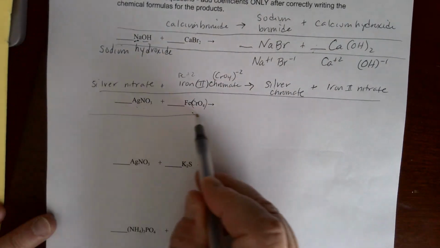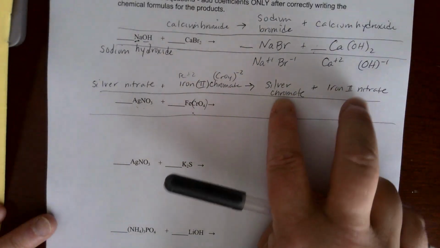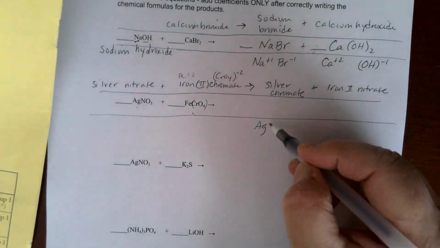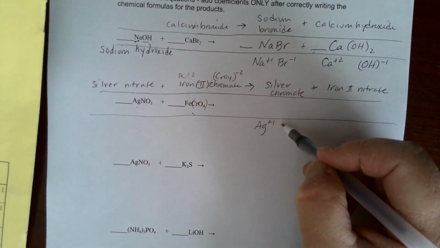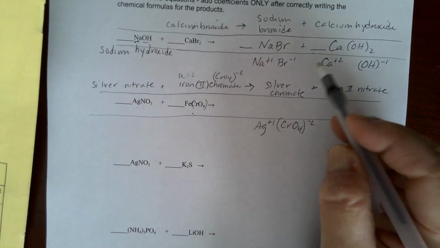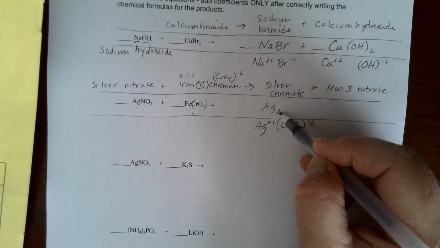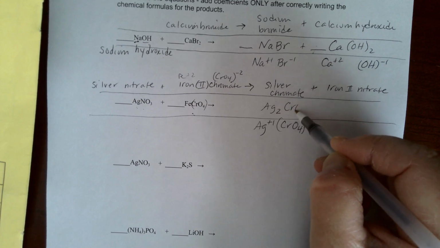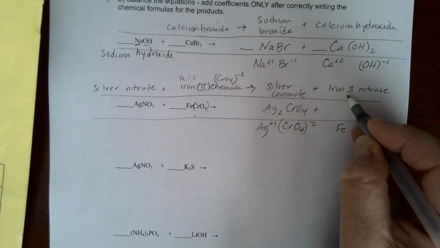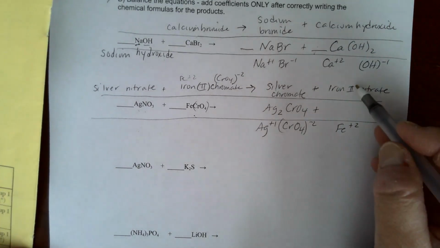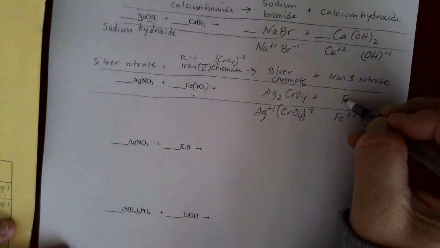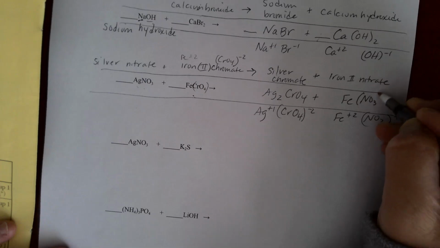So now that we have the names, I'm going to do some scratch work down here to figure out what the formulas are, right? Silver, when we look it up on the periodic table, is a +1. Chromate, we already looked it up before, it's a CrO4 -2. So this formula becomes Ag2CrO4. I'm going to bring down that plus sign. Iron 2 is an Fe +2. Nitrate is NO3 with a -1. So this formula becomes Fe(NO3)2.